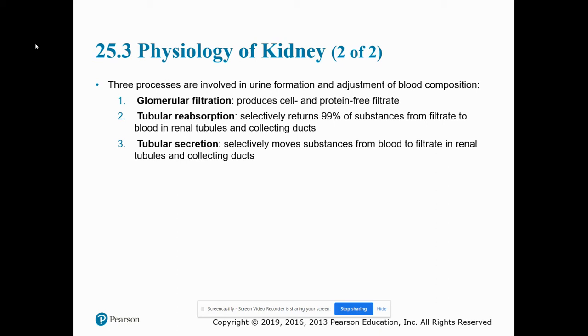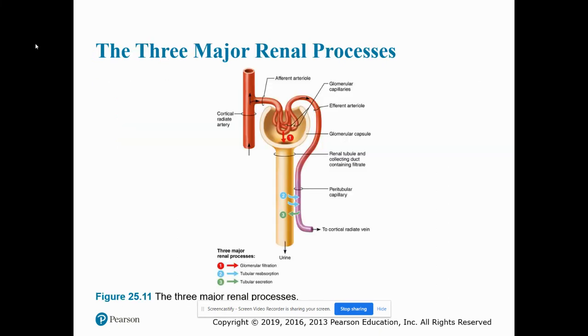And then we have tubular secretion, which is going to move substances from the blood to the filtrate in the renal tubules and collecting ducts. So tubular secretion means we're getting rid of stuff. Tubular reabsorption means that we're taking it back into our body. So we have the 3 processes. We have first glomerular filtration, which is going to occur in here. Then we have tubular reabsorption, which is we're taking this stuff back into the blood. And tubular secretion is we're taking it from the blood and we're putting it into the renal tubule to get rid of it.